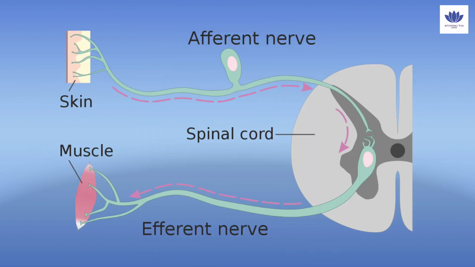Spinal nerves are of two types, afferent and efferent. Afferent nerves carry information from the body to the brain, and efferent nerves carry information from the brain to the body.